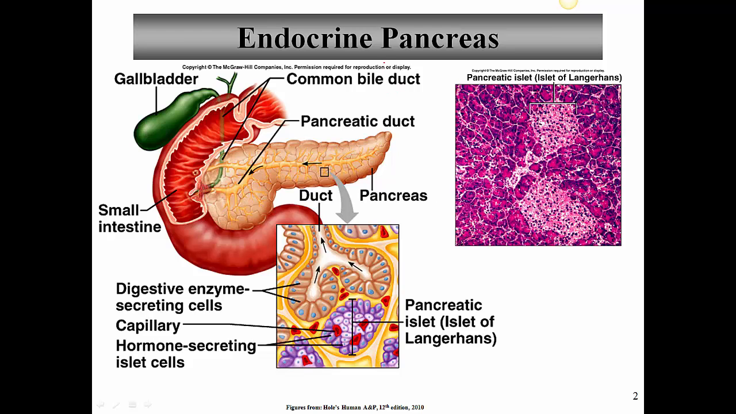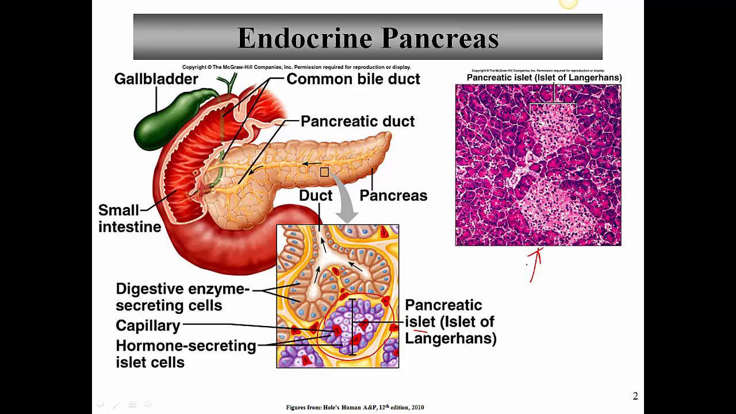Let's begin by talking about the endocrine pancreas. Remember, we talked about the digestive function of the pancreas in terms of the enzymes that it secretes. Now what we want to do is talk about the endocrine pancreas. If you look down in this diagram on the bottom, you'll see this small section of the pancreas that's known as an islet, sometimes called an islet of Langerhans. This contains cells that secrete hormones directly into the blood, so this would be the endocrine portion of the pancreas.